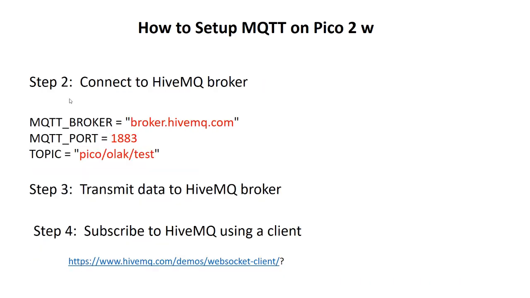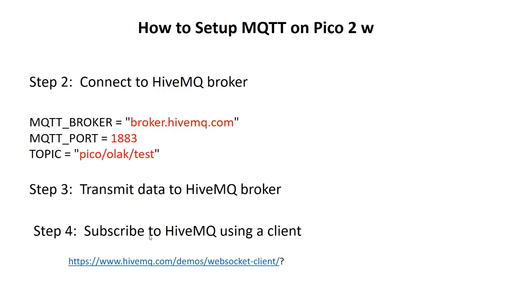Now the next step is for you to connect to the HiveMQ broker. So in your codes on your Raspberry Pi Pico-W, you need to define your broker. So we're using the HiveMQ broker, then we're using the port 1883. Then of course we need to declare what our topic is. So for this example, I'm using this topic pico/olax/test. Later on I'll have to subscribe to this particular topic in order to receive the data from my Pico-W.